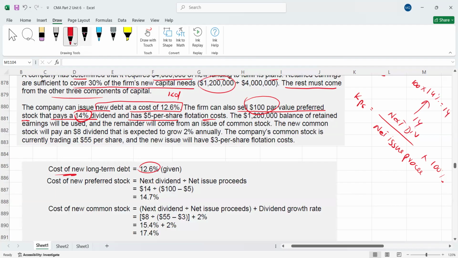Net issue proceed you have to calculate how. I told you net issue proceed you always calculate like this: issue price. If issue price is not given separately, we can use market value, minus flotation cost. So this will give you net issue proceed. Okay, so here we go. Flotation cost is given here. Issuance cost $5 per share flotation cost. So $5 minus issue price is what? Is there a given issue price?